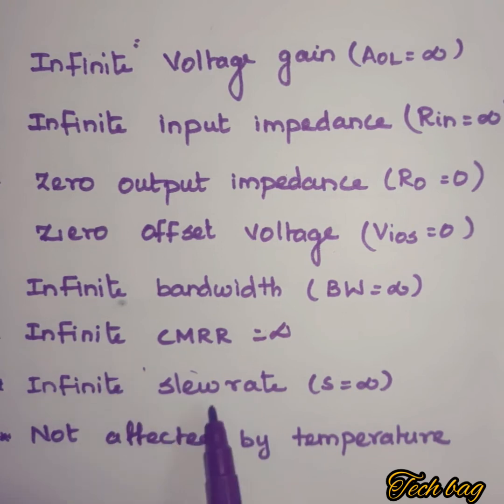Next one is slew rate. It has infinite slew rate. The slew rate defines how fast your device reacts to the input changes. Ideal operational amplifier simultaneously changes its output with input. If there is any change in the input, immediately it will respond to that input and correspondingly it will change the output. So slew rate is equal to infinity.